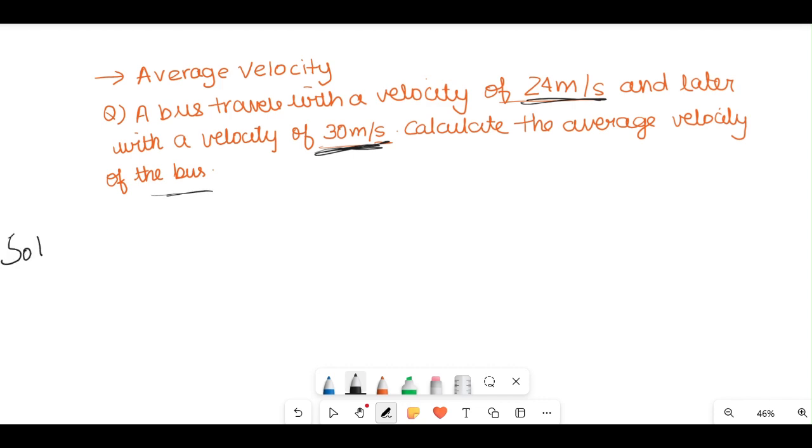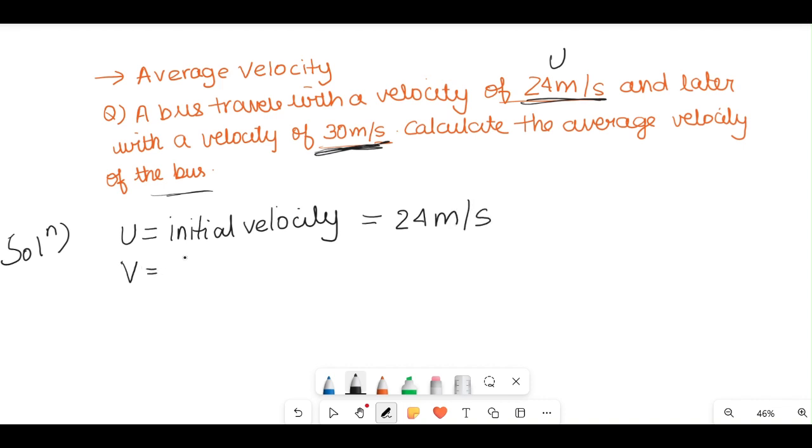Let's first write down whatever is given to us in this question. We are given two velocities. So we need to consider it as initial velocity. The first case, u, which is also known as initial velocity, that is 24 meters per second, and v, which is your final velocity, which is 30 meters per second. Calculate the average velocity of the bus.